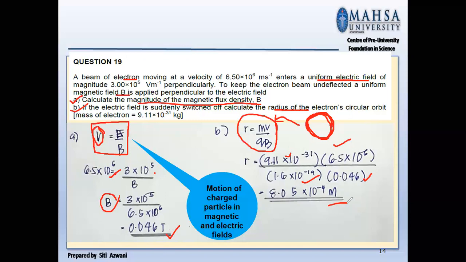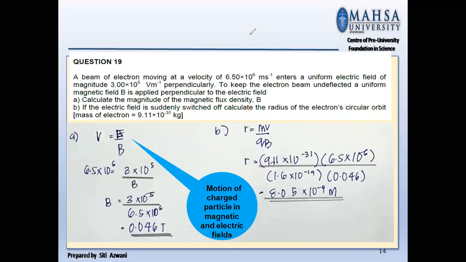So how do you make your charged particle move in a straight line? When you apply both the electric field E and the magnetic field B. When you switch off the electric field E and have only the magnetic field B, your charged particle will move in a circular motion. Okay, next, the last question.